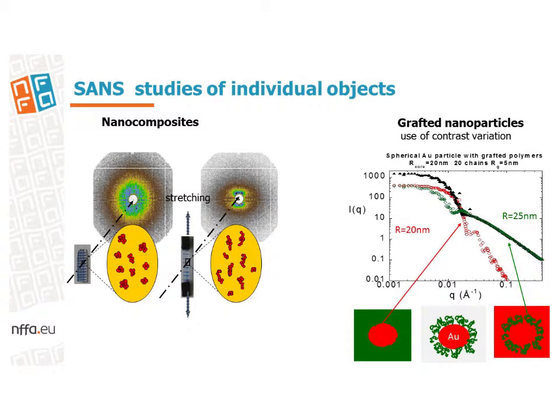On the left, the influence of stretching in a nanocomposite. The nanoparticles inside elongate and the neutron pattern becomes anisotropic along the stretch direction. On the right, the contrast variation technique yields the nanostructure of grafted gold nanoparticles by matching either polymer chains or gold particles, or without matching them. The scattering curves provide the sizes of the gold core and of the polymer crown.